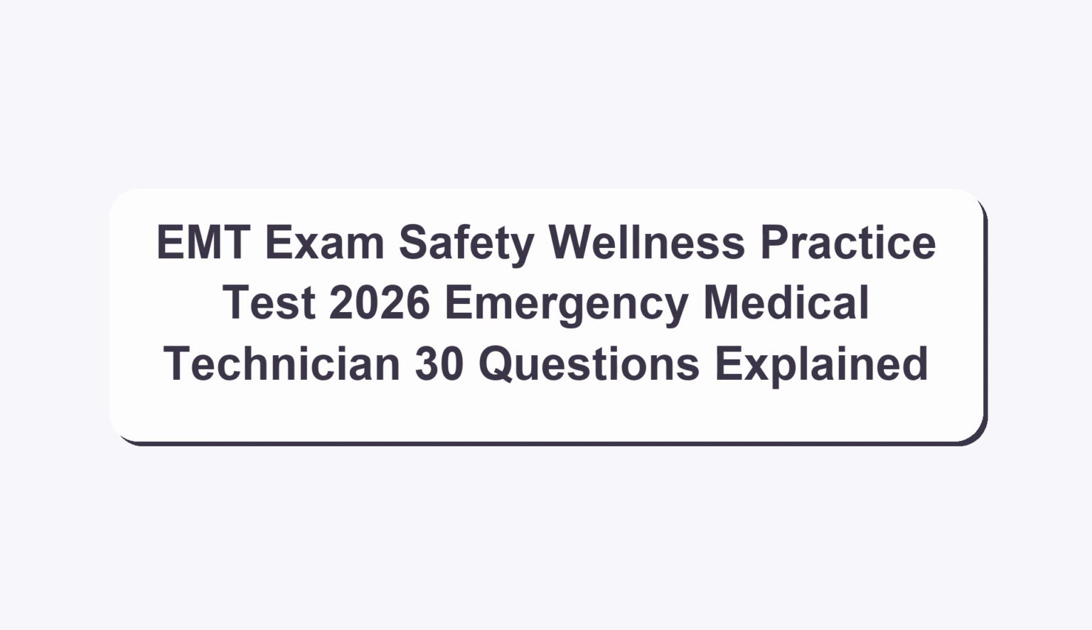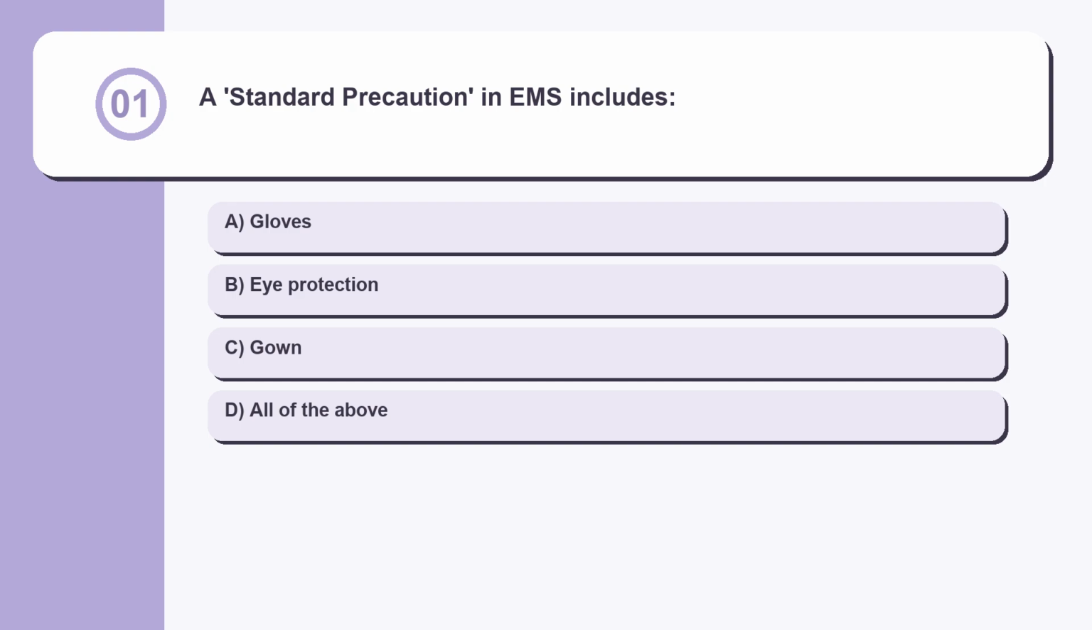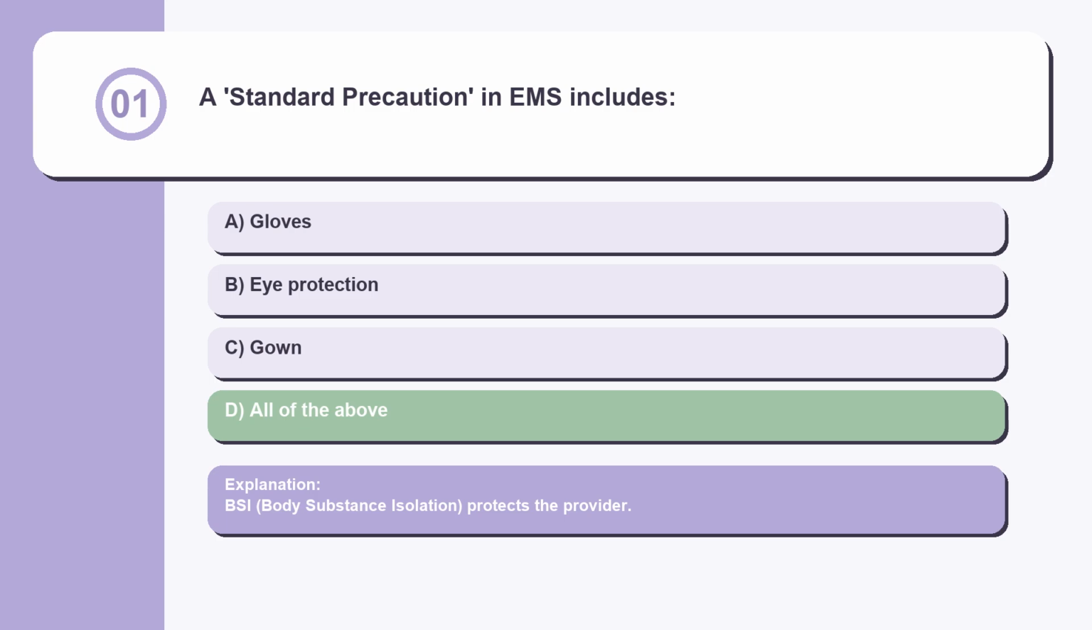EMT Exam Safety Wellness Practice Test 2026, Emergency Medical Technician, 30 Questions Explained. Question 1. A standard precaution in EMS includes: gloves, eye protection, gown, all of the above. BSI, body substance isolation, protects the provider.